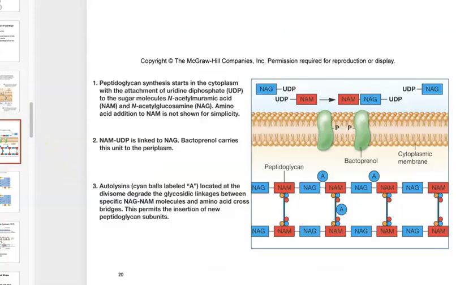And so again, this is just showing you the autolysins in action. Here's the NAG UDP and NAM UDP, as I showed you, polymerizing into lipid 2. Here's bactoprenol binding to those and then dragging those into the periplasm so that peptidoglycan can be synthesized. But what this is really showing you is just some of the accessories, like the autolysins, for example.